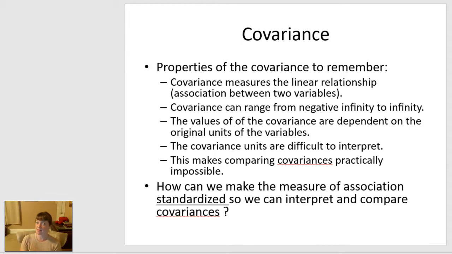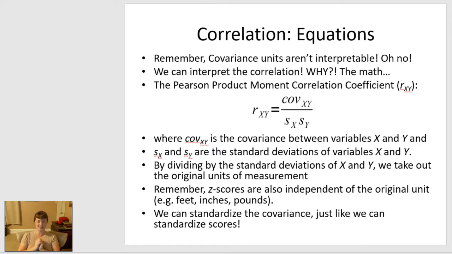So it would be fantastic if we had some way to standardize the covariance, to take the covariance that we just calculated and turn it into a number that we can interpret. How might we do that? Let's do it like this. This is the Pearson product moment correlation, and here is how you calculate it. The symbol for the sample correlation is r sub xy. And so you take the covariance and you simply divide by the product of the two standard deviations.